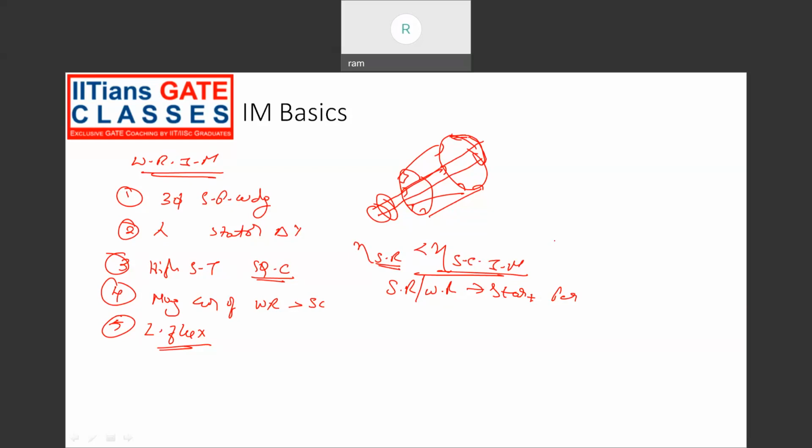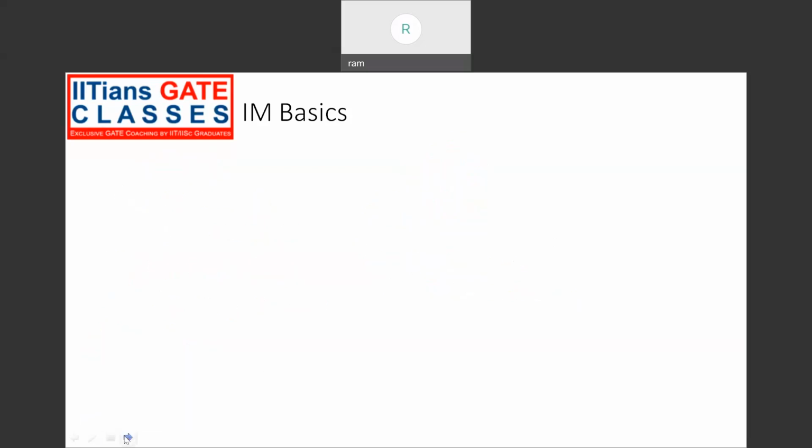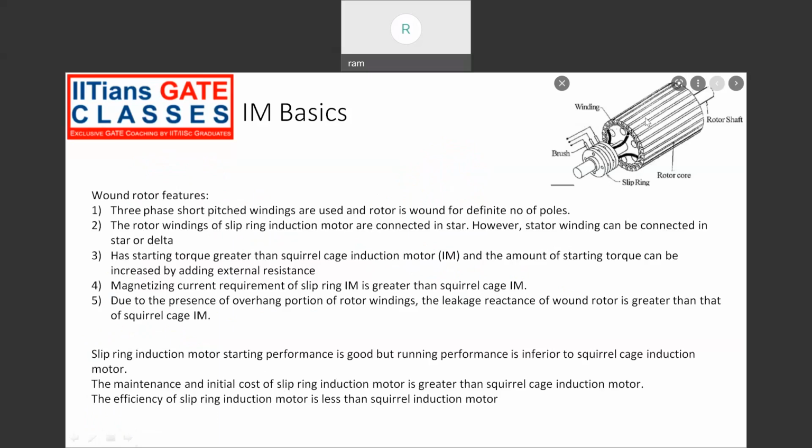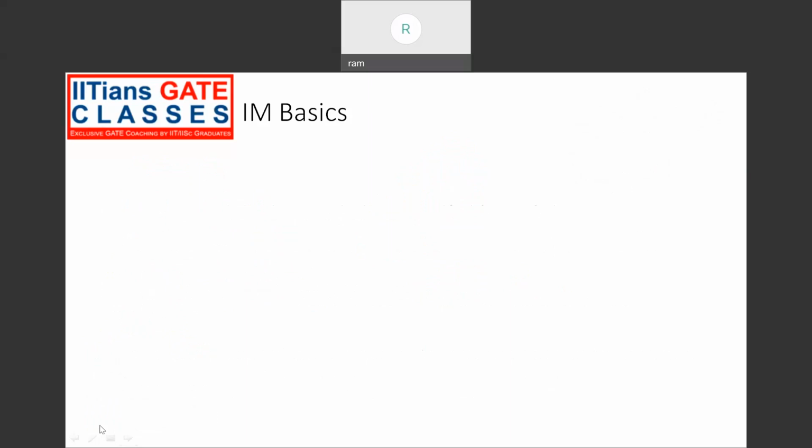Okay, let's go to the next slide, where we'll talk about the working principle of an induction machine. If you see the figure here, we have an armature on which there are slots. In these slots, the winding will be placed, and these are the slip rings that are mounted on the rotor shaft. This topic is the working principle of the induction machine.